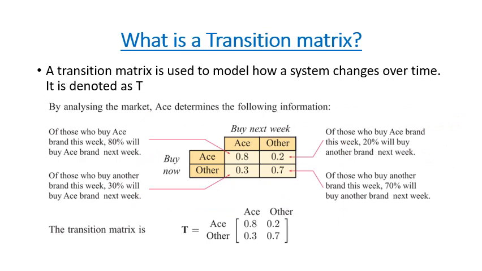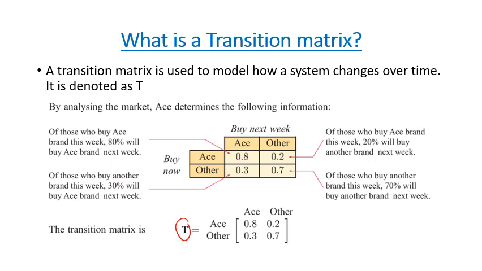Another type of matrix that we're going to look at is a transition matrix. A transition matrix is used to model how a system might change over time, and this is generally denoted as T. We can see this down here, where T is equal to our transition matrix. By analysing the market, we can determine the following information in the example with the ACE and the ice cream.